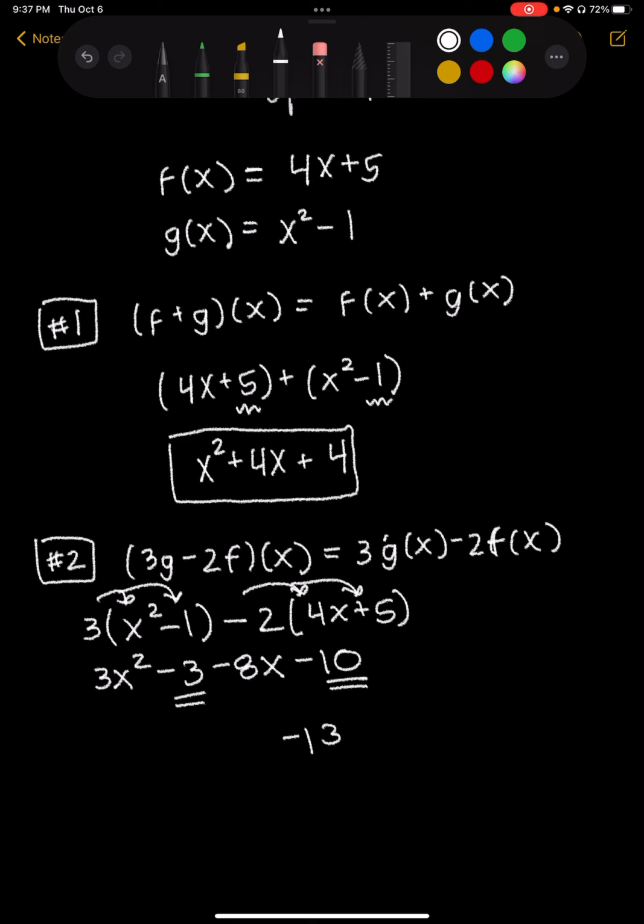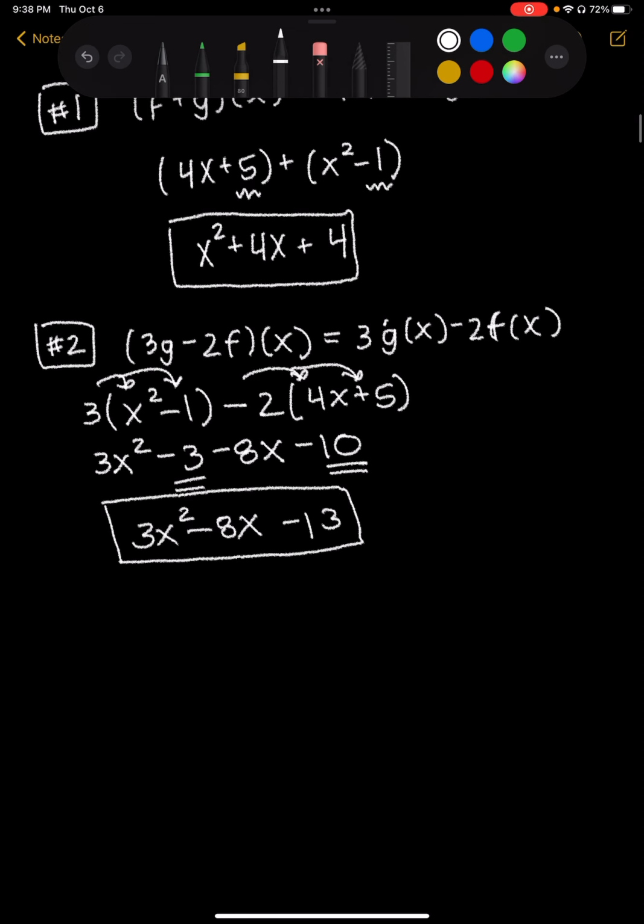Then the other guys, the 3x squared and the negative 8x, don't have like terms, so we just rewrite them. And this is my final answer, 3x squared minus 8x minus 13. All right, let's go through another example.